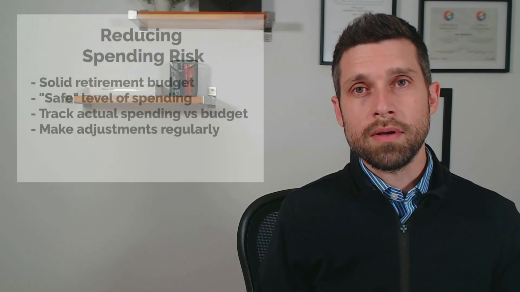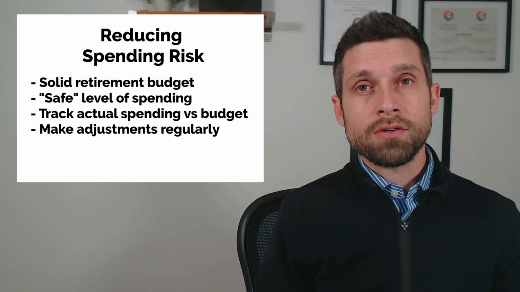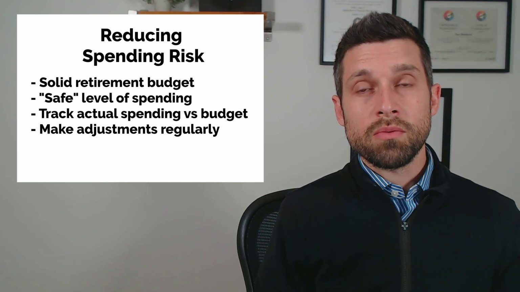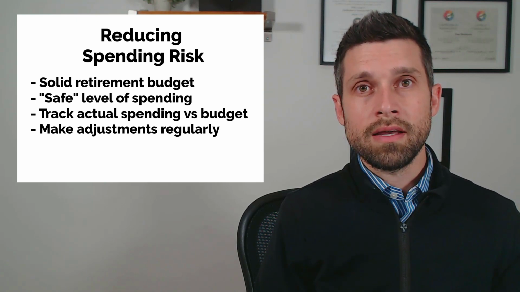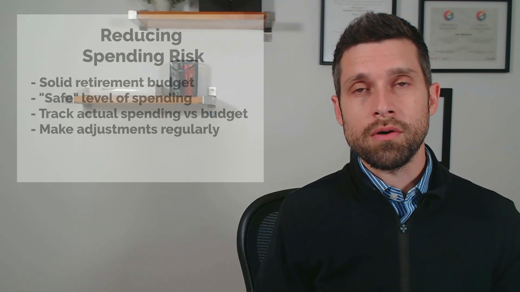So some of the ways that we can reduce spending risk in retirement is we can create a solid retirement budget to begin with. We can make sure that that's a safe level of spending in retirement. We can also make sure that we check in on that budget regularly, and we make adjustments if we find that we're drawing too much from the portfolio in retirement.